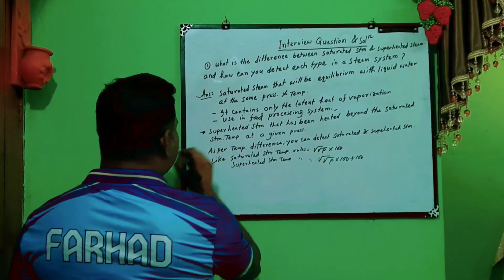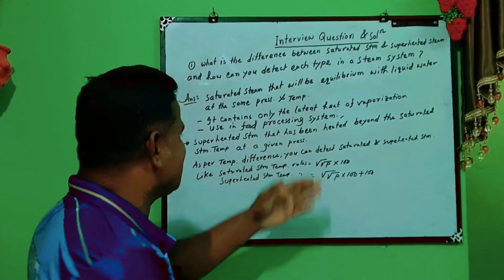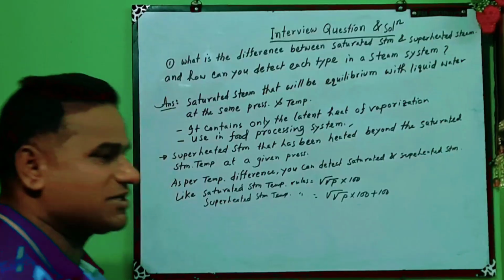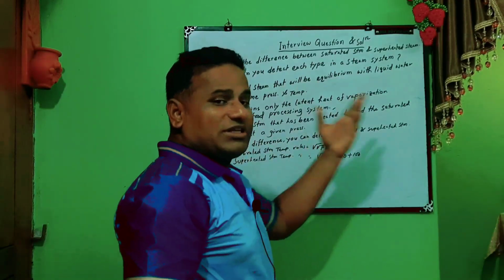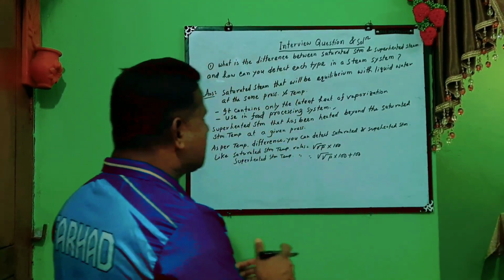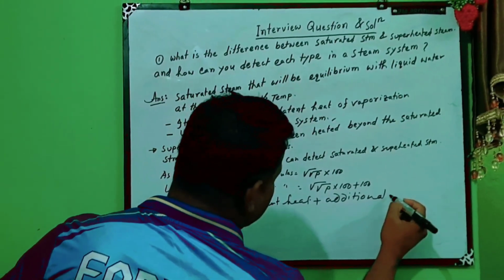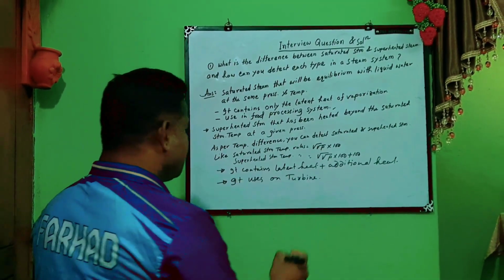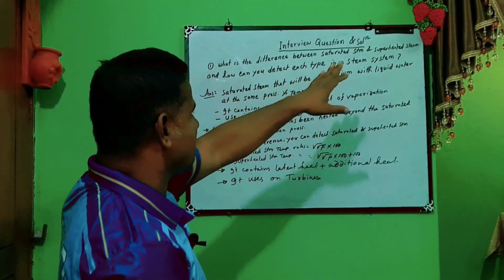Now I will explain superheated steam. What is superheated steam? Superheated steam is steam that has been heated beyond the saturated steam temperature at a given pressure. Whatever pressure you provide, at that pressure it is heated beyond the saturated steam temperature, and then it becomes superheated steam. Superheated steam contains latent heat plus additional heat. Another point is that superheated steam is used in a turbine. I hope it is clear up to here what the difference is between saturated steam and superheated steam.